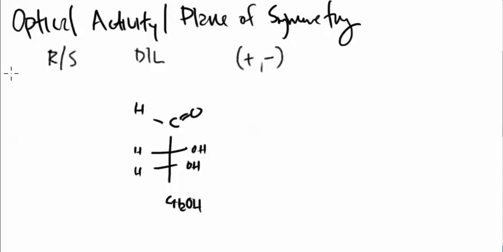Okay, so what does that mean? Well, what you're looking for here is a plane of symmetry. And a plane of symmetry basically means that you can take the molecule and you can fold it in half. And if you can fold it in half and all the groups line up on top of each other, then you have a plane of symmetry. And if you have a plane of symmetry, you will see that these sugars do not have optical activity.